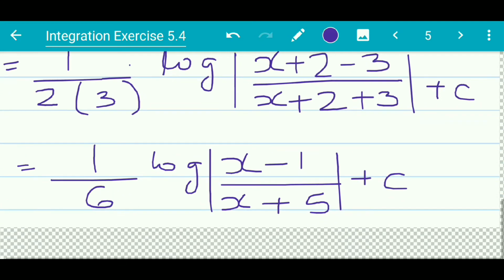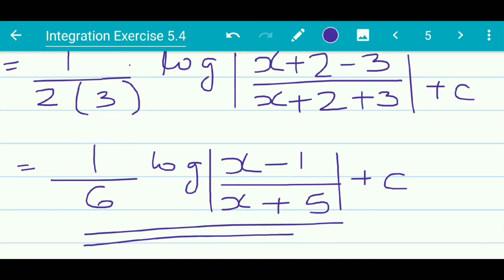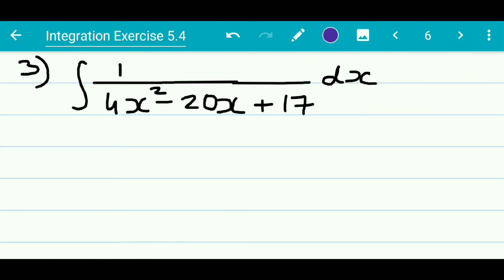So study the sum properly. Needless to say, it's an important sum. We are going to use this result many times in the lesson actually. Okay, so moving further, the third sum, the third question, it is integral of 1 upon 4x square minus 20x plus 17 dx. Now if you look at the question, it is somewhat similar to the second sum, isn't it? Only thing is, yes, the coefficient of x square is not 1 but 4.